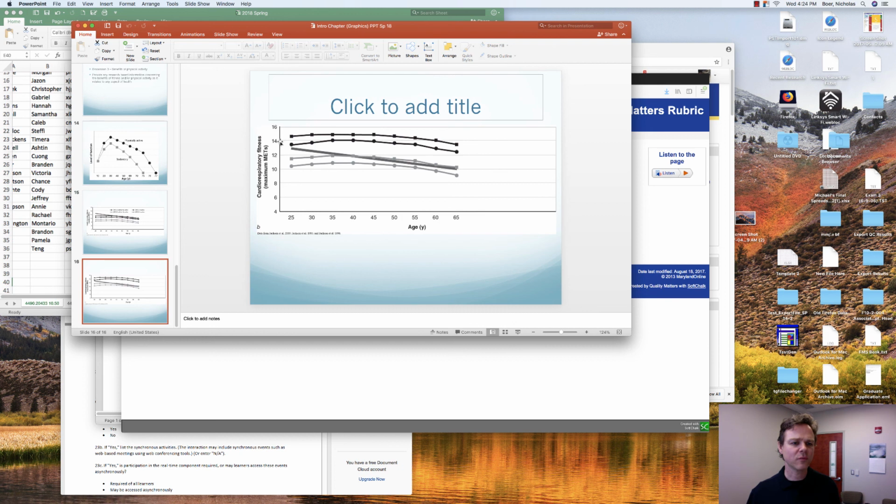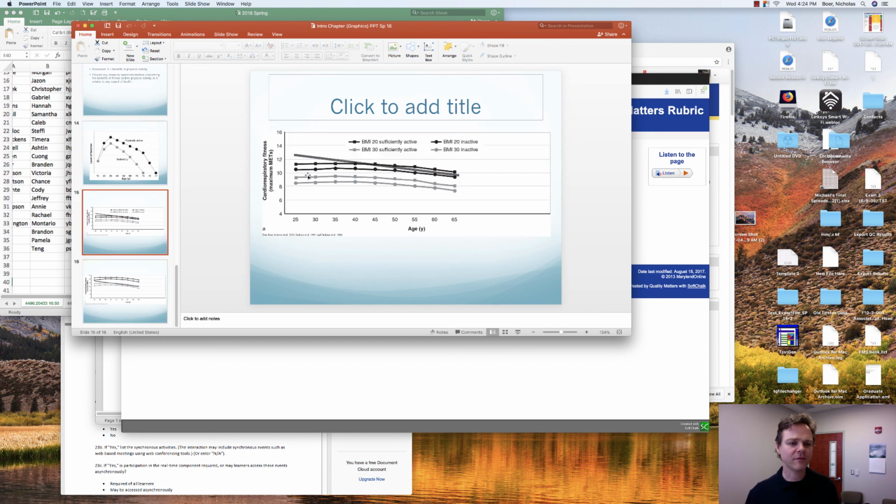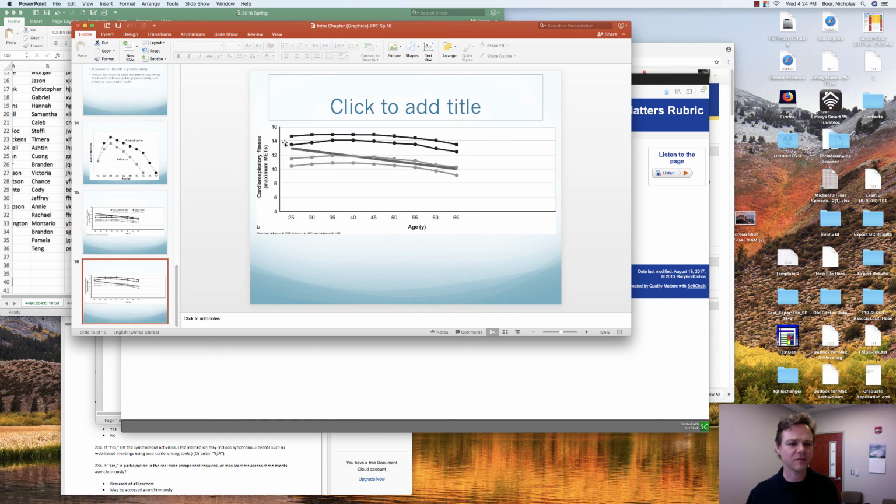You could also look at what's the MET level and how fit are these people, how high is a fitness of it looks like 11.5-ish versus what is the fitness of somebody whose aerobic capacity is around 14.5 METs. What does that mean from a practical perspective? So consider that and talk about that as well. I'll be posting a discussion board where you will be addressing those topics.